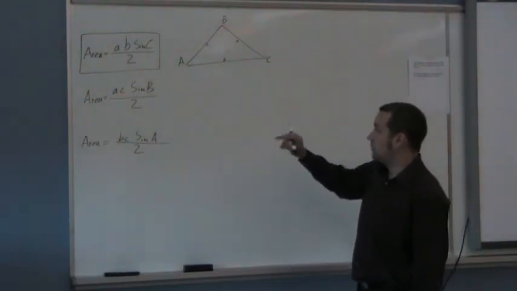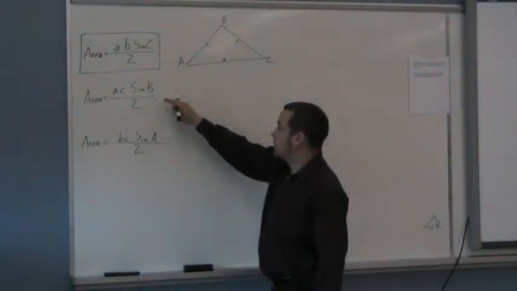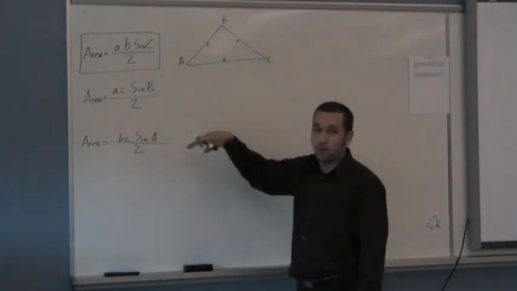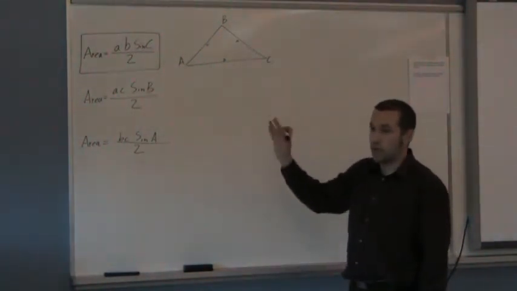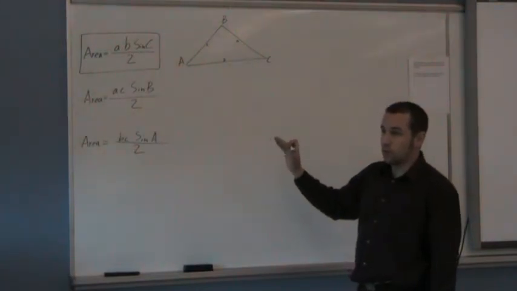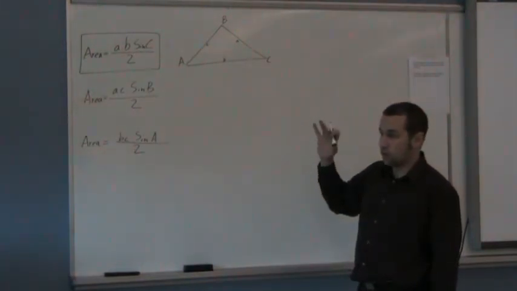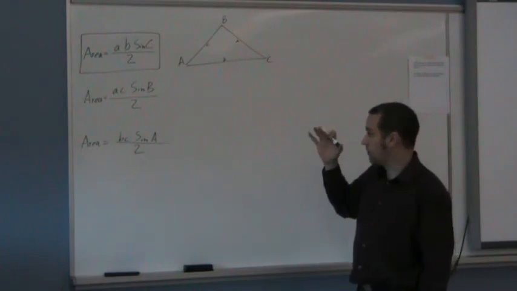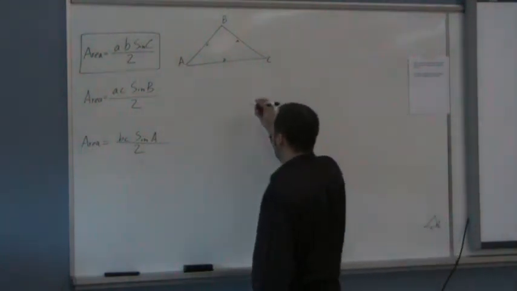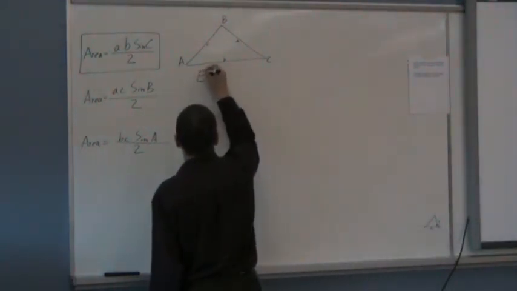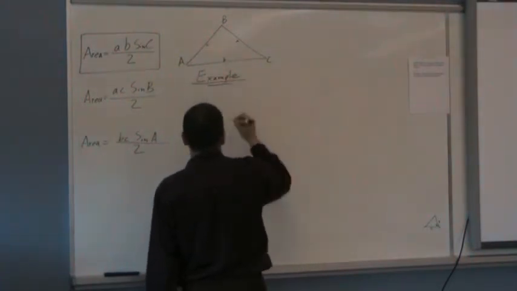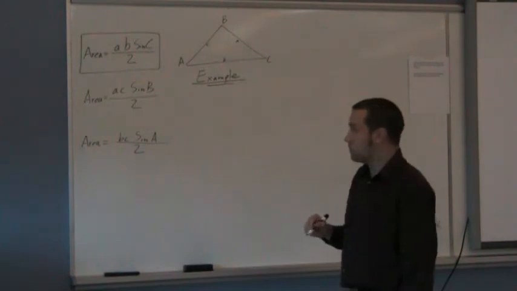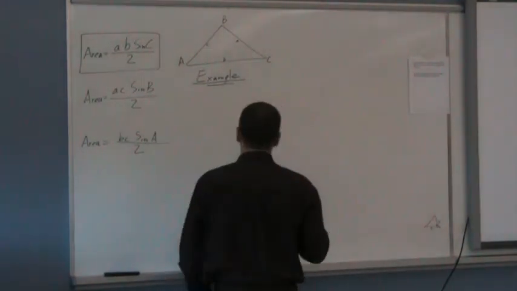Notice what is common throughout is that I've got 2 side lengths no matter what in order to get the area. And if I don't have 2 side lengths, I'm going to have to use one of my other laws, sine law or cosine law, to find some missing information. So let's do an example where I don't have all the information that I need, and I'm going to have to do some extra calculations beyond just the simple area one.